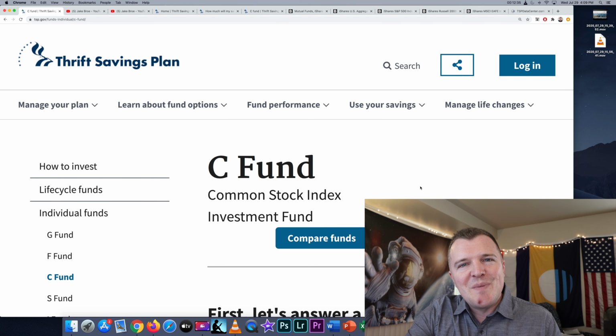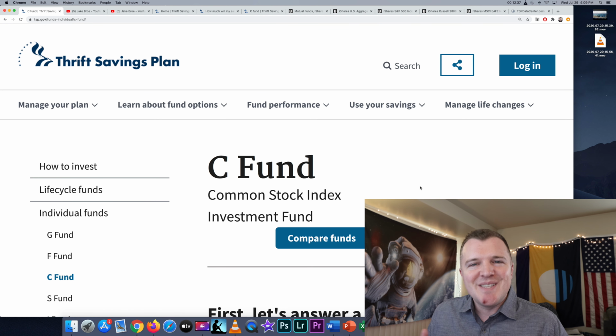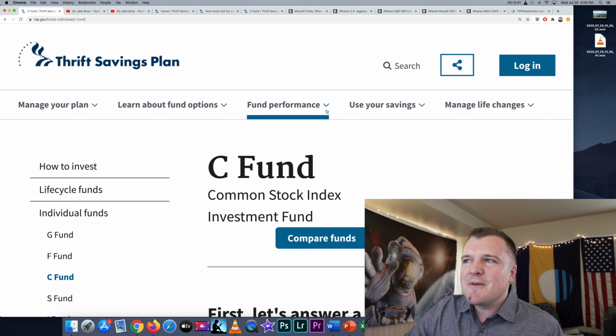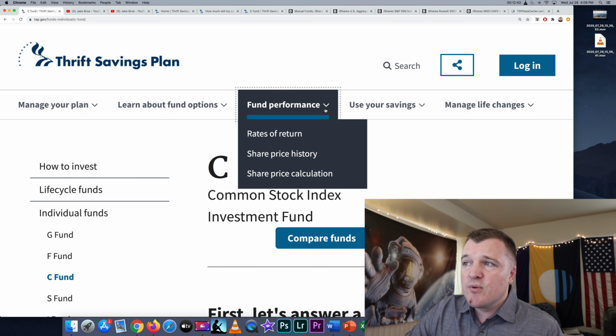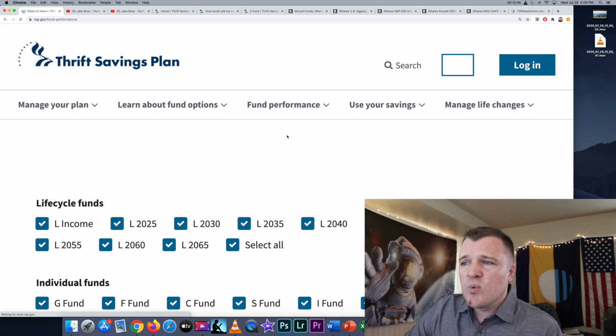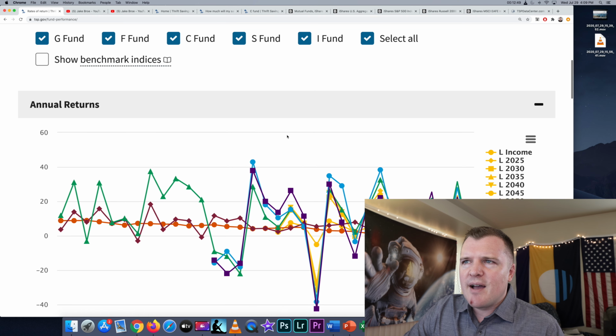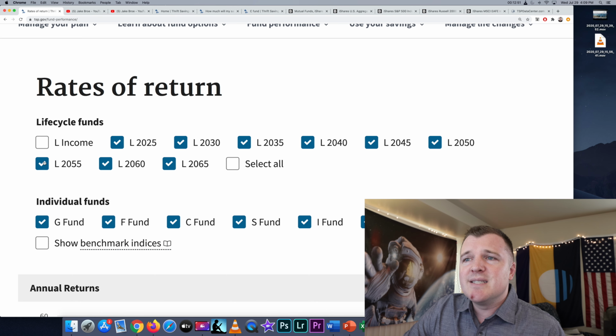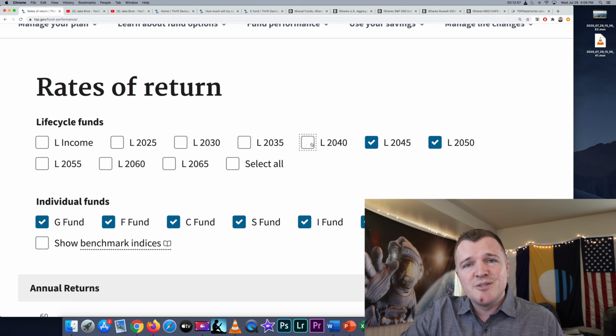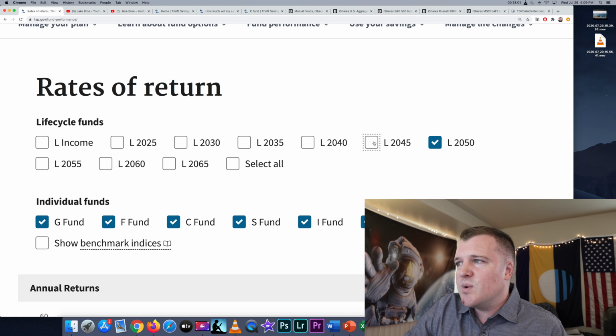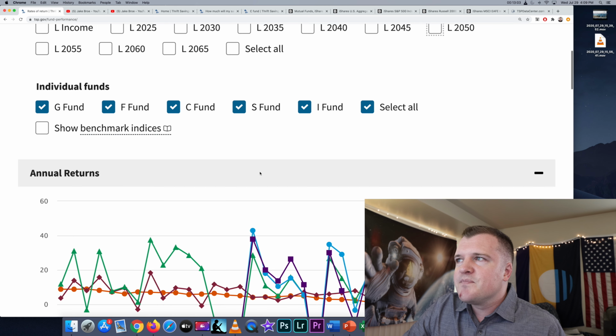But what we care about is the fund performance. Yes, what these funds are made of is interesting, but how do they make me money? So let's click on Fund Performance, and we can click on Rates of Return. Now, it's going to give you some scatter graphs. There's a lot of stuff going on here, so let's deselect all of the L funds. And the L funds are just made up, they're not their own individual funds. They're just made up of fixed percentages of the original 5 funds. So we can go ahead and ignore these.